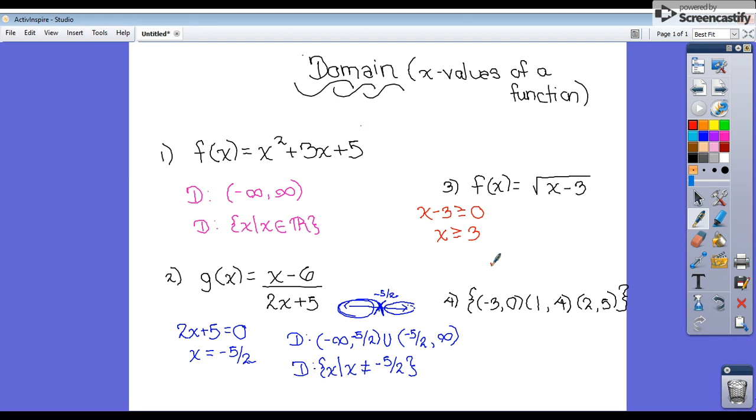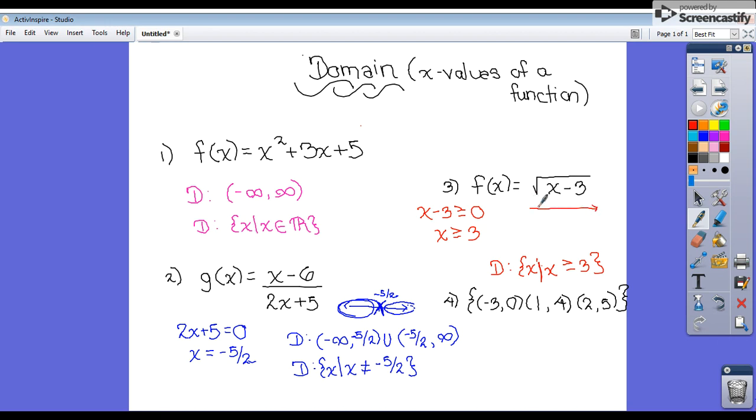So to write it in set notation, this is an easier way to start off, starting with x such that x must be greater than or equal to 3. And to do it in interval notation, keep in mind that a number line might help you visualize it.